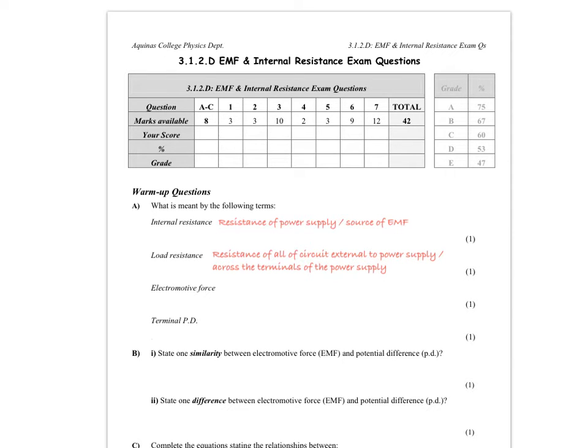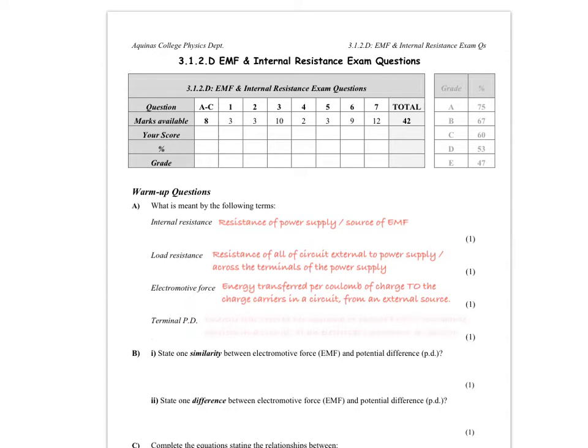Electromotive force is the same definition as potential difference, but with a slight caveat. It's energy transferred per coulomb of charge to the charge carriers in a circuit, and that energy comes from an external source, a battery, a dynamo, etc.